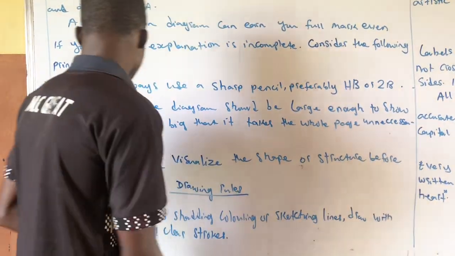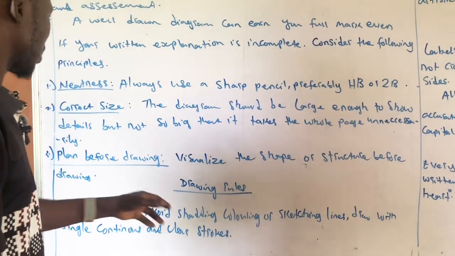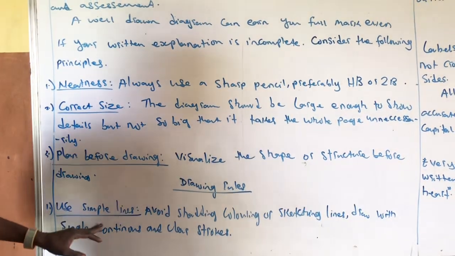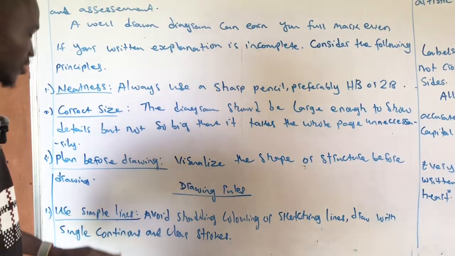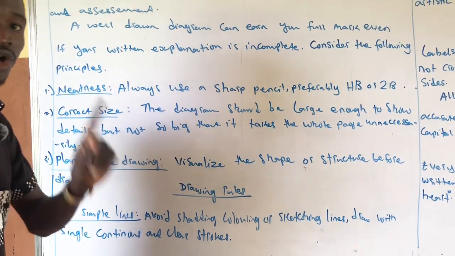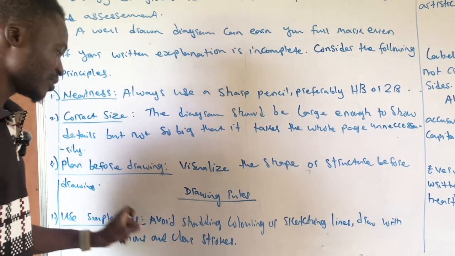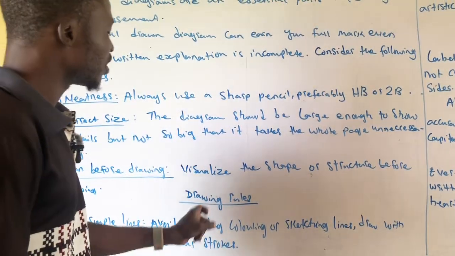Now let's continue. Let's look at drawing rules. We have drawing rules. Rule number 1 says use simple lines. Use what? Simple lines. Avoid shading.